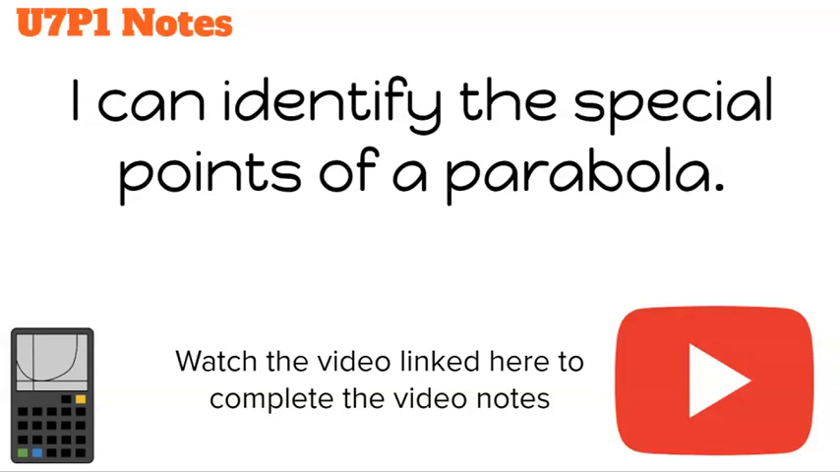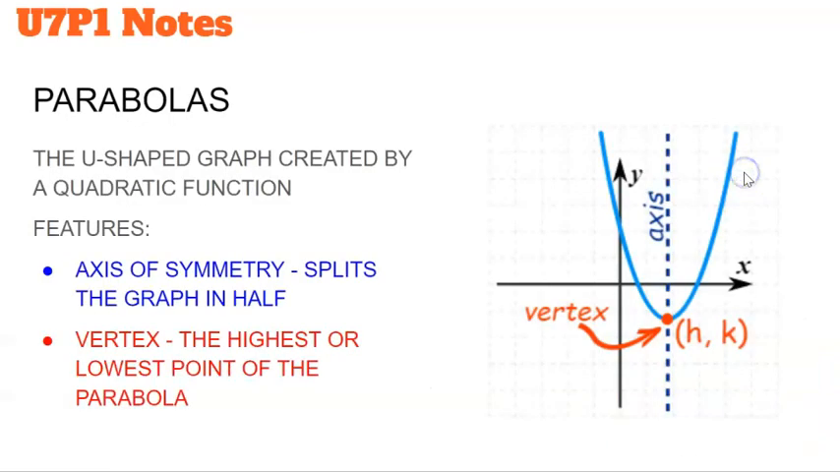Unit 7, Part 1 notes. I can identify the special points of a parabola. First off, some academic vocabulary. We have parabolas. That is the U-shaped graph created by a quadratic function.